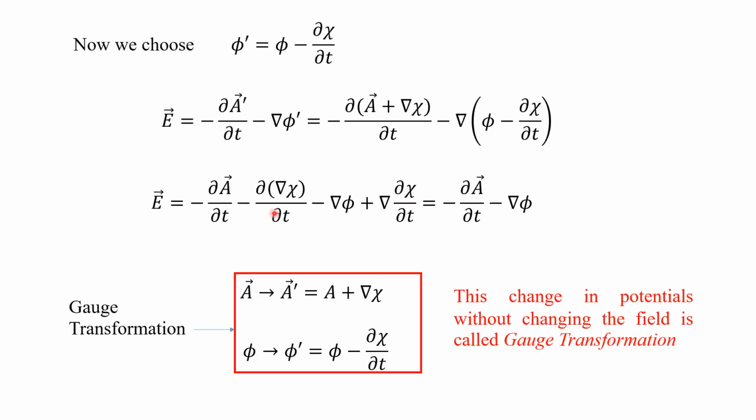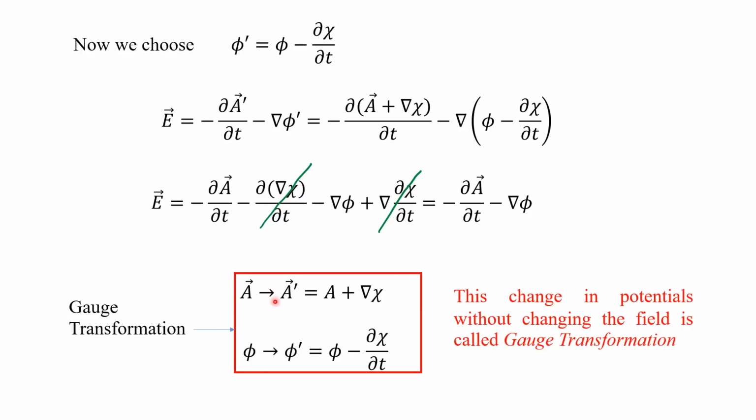So here you can see this is time derivative of gradient of chi. The gradient is a spatial derivative, and here you have the time derivative. Both are independent, so we can interchange the operators. But in quantum mechanics, it is not possible. In classical mechanics, you can do it. So this second term and the fourth term will get cancelled. Both are equal. So finally, you will get minus the partial time derivative of A minus the gradient of pi. This is exactly the original electric field. So by altering the scalar potential pi, nothing will happen to the electric field. Similarly, by changing the vector potential, nothing will happen to the magnetic field.